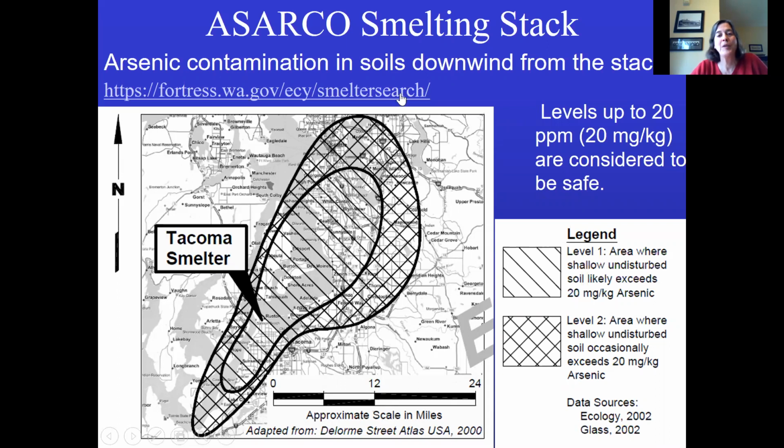There is a map you can pull up, and if you're interested, you can go to that website. I used to pull it up during class, and you could get a more up close picture as to whether or not your house has arsenic soil contamination. And you can do that on your own time if you'd like.